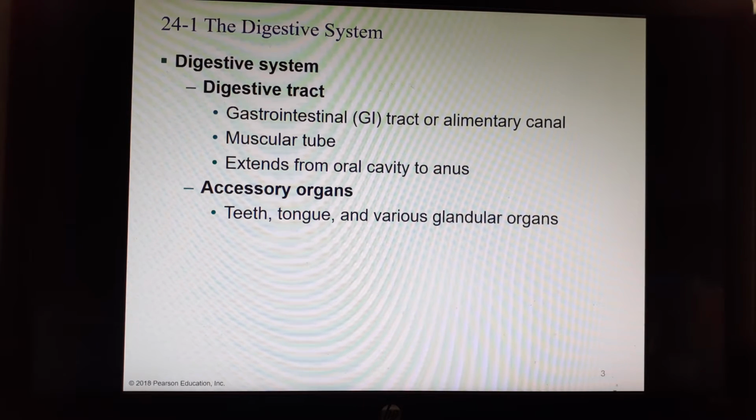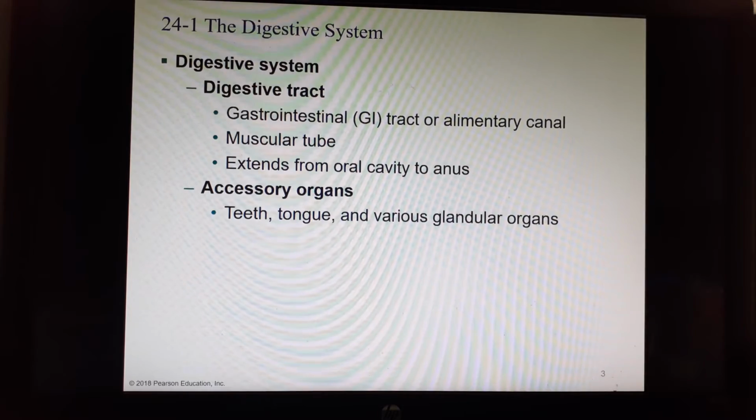Now, along the way, you need other accessory organs to help process the food down so that the enzymes have enough surface area to work on. And they are called the accessory organs. They include your teeth, your tongue, and several organs that produce things like bile and enzymes, so glandular organs.